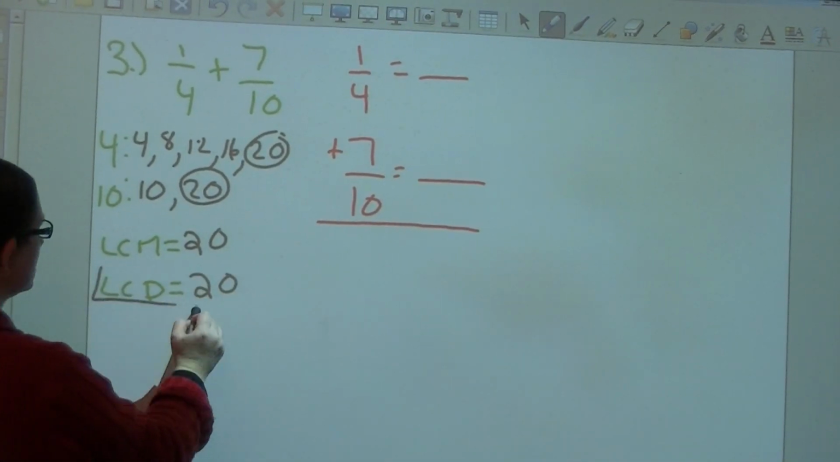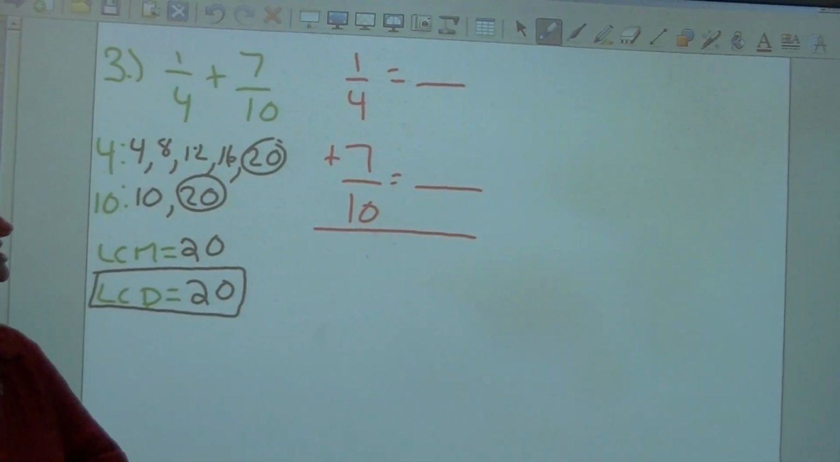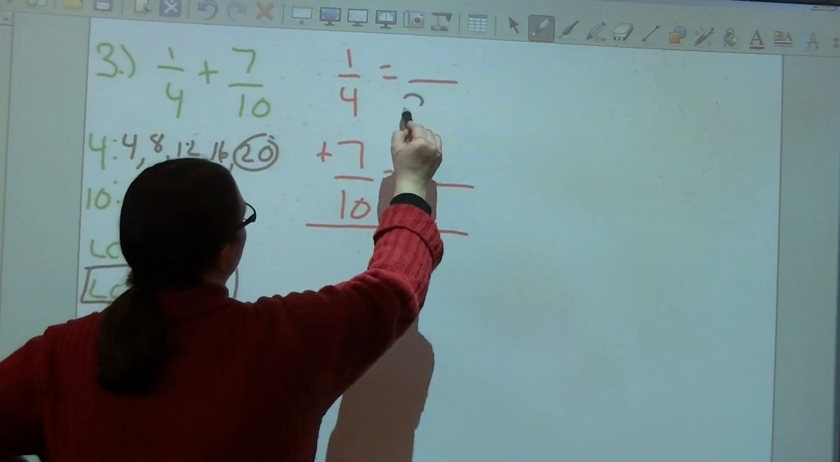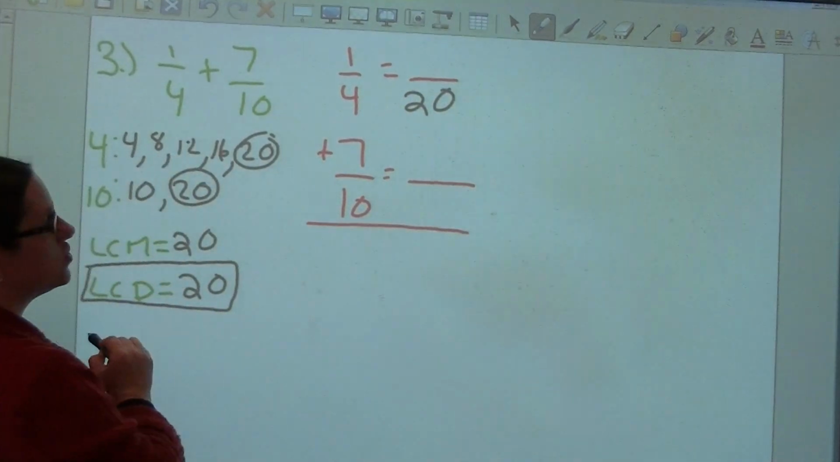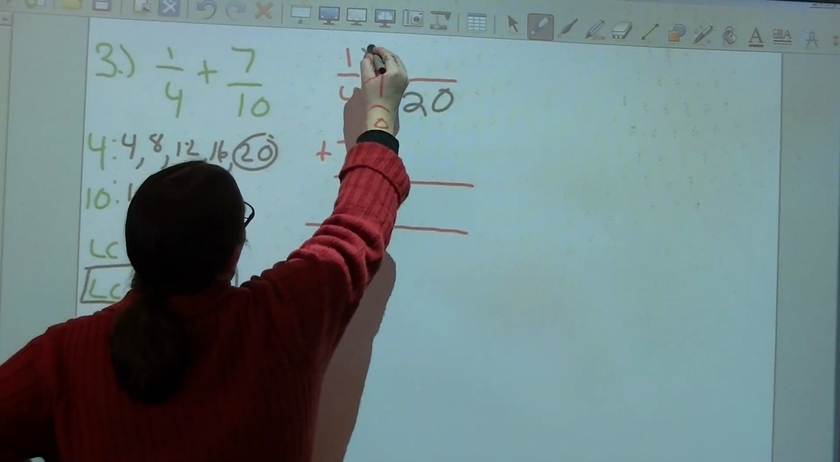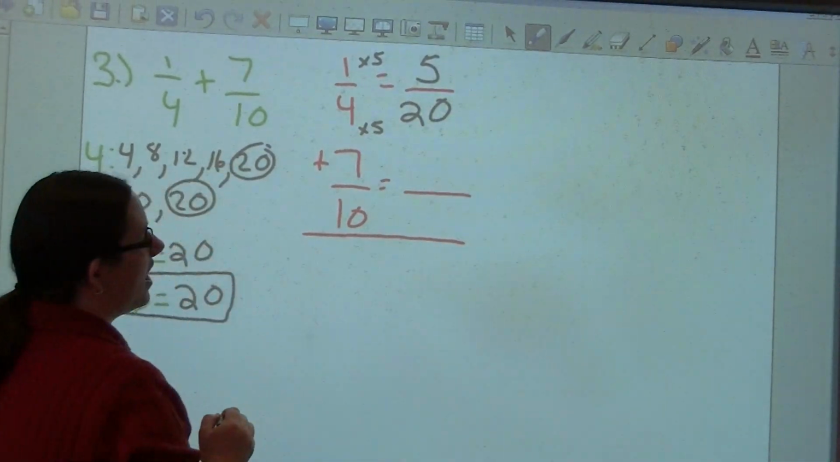I'm going to put it in the box so I know that's the number now that I need to use to make my equivalent fractions. So now we put down 1/4 to equal something out of 20. 4 times what gives us 20, fifth grade? 5. Good job. So we do the same to the top. What's 1 times 5? 5. Good. So now we have 5 20ths.